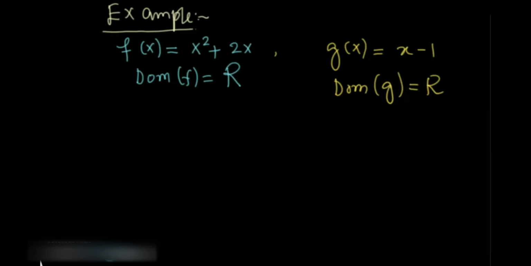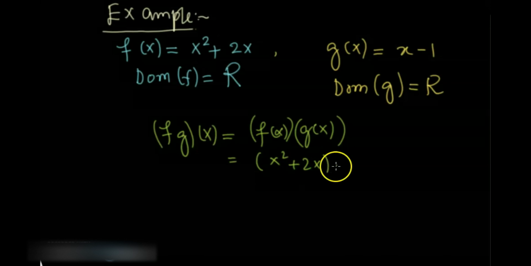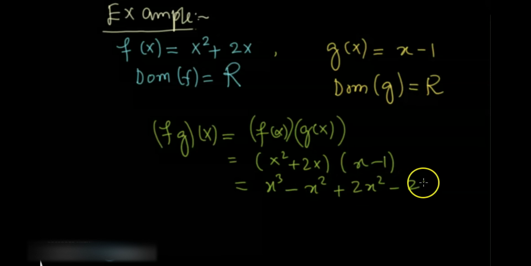So first we will define what we mean by fg, and then we will also find the domain of it. fg means the product. When we operate it onto x, we mean f of x multiplied by g of x. So our f of x is x square plus 2x and g of x is x minus 1, and when you multiply these algebraic expressions, you get x cube minus x square plus 2x square minus 2x, which on simplification yields x cube plus x square minus 2x. So that's the product of these two functions.